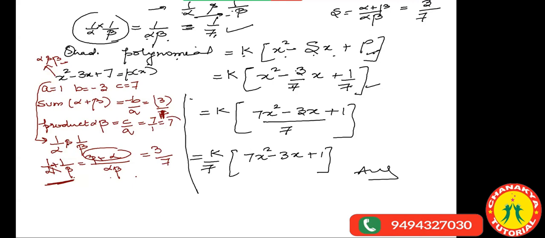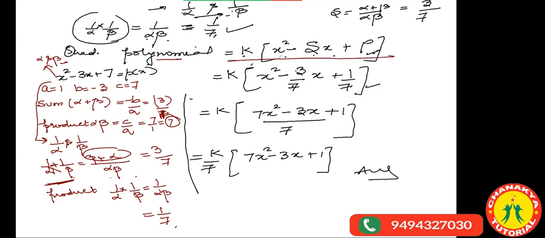Understood this thing? Yes, ma'am. Now the product of the zeros will be 1 upon alpha into 1 upon beta, so 1 upon alpha beta. The value of alpha beta is 7 only, so it will be 1 by 7. Clear? Now apply the formula for the quadratic polynomial: k into x square minus sum of the zeros into x plus product of the zeros. The sum of the zeros is 3 by 7, and the product of the zeros is 1 by 7. Just put these values. Now take LCM and so on.